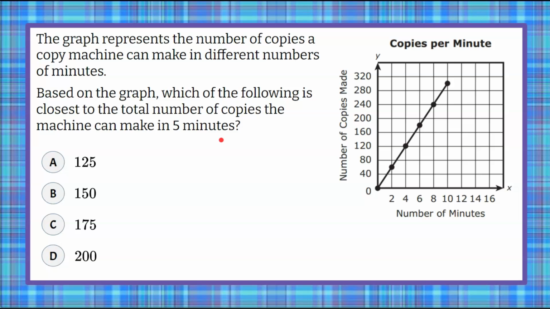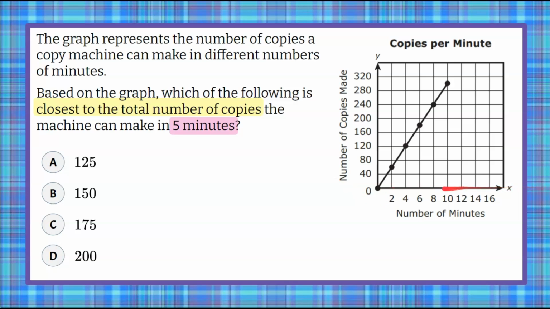Welcome back. So again, we're looking for the closest to the total number of copies that this machine, based on this graph, can make in 5 minutes. So the information we've been given is to work with 5 minutes and find that total number of copies. And it says closest, so we're going to be using the word about. So let's go to our graph.